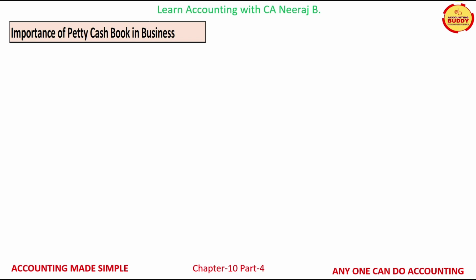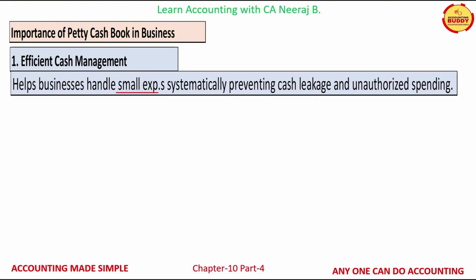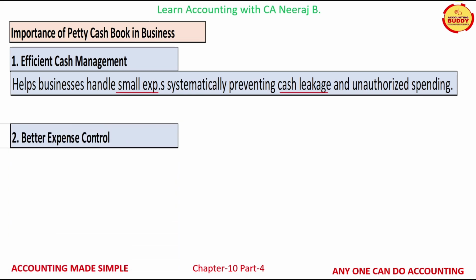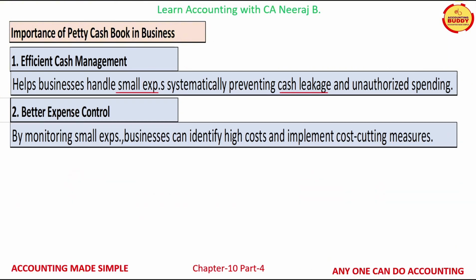Petty cash book is an important record for any business. Petty cash book ensures efficient cash management. It helps businesses to handle small expenses systematically, preventing cash leakages and unauthorized spendings. Petty cash book also ensures better control over expenses. By monitoring small expenses, business can identify high costs and implement cost cutting measures.